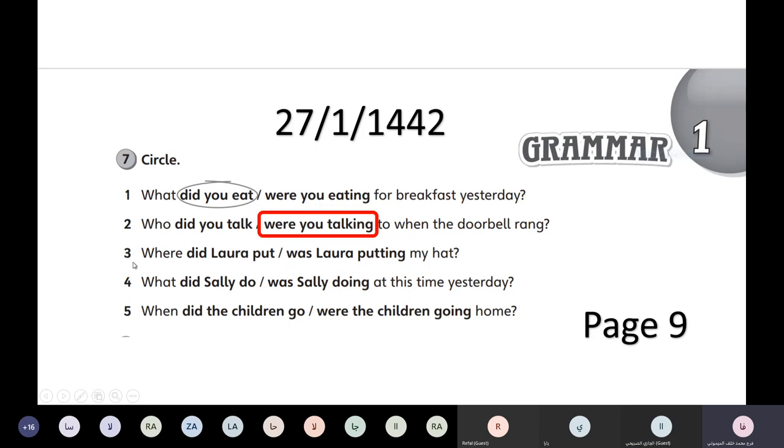Okay, Al-Jazi, do number 3. Where did Laura put my hat? Awesome, because here we don't have another past simple sentence and we don't have a time like at this time. Thank you, Jazzy. You did so wonderfully. Now, let's see my list. Where did we stop?